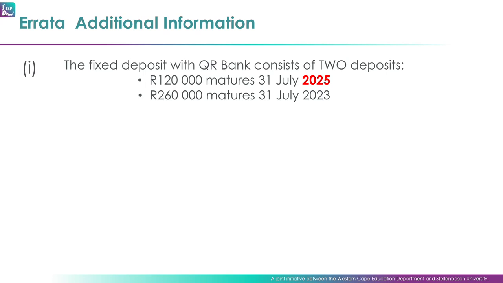Right, so before we begin, I would just like to remind you that we have an errata. There's a little mistake that we just came through. On your additional information, they have the fixed deposit with QR Bank, which consists of two deposits. Please rectify the 31st of July, make sure that it is 2025 and not 2023.